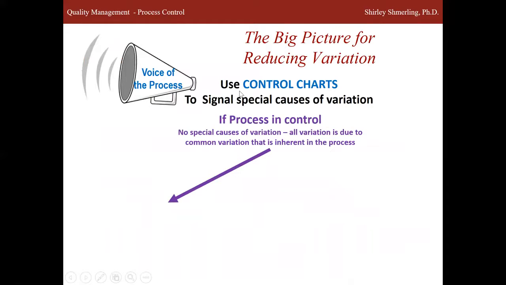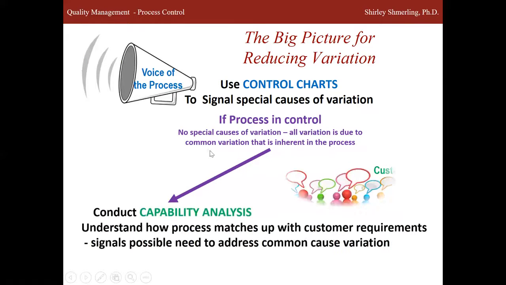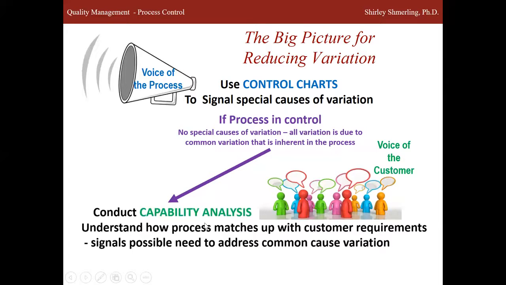So we use control charts to get any signal about special cause of variation. We take action at the operation level to make sure that we have a stable process. If the process is in control, we know we have no special cause of variation, and any variation is due to common variation inherent in the process. In this case, we'll do a capability analysis to capture the voice of the customer and understand whether we meet the requirements of the customer or not, and if our capability analysis shows us that we don't, we need to address the common cause of variation.